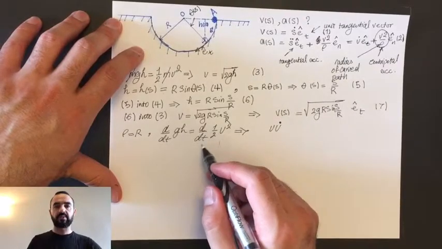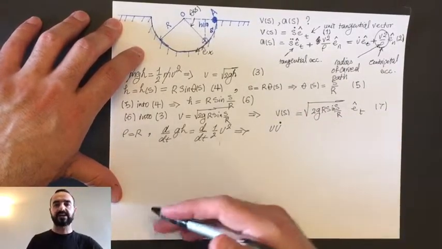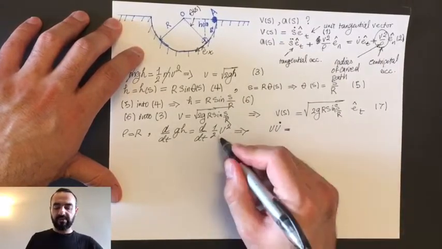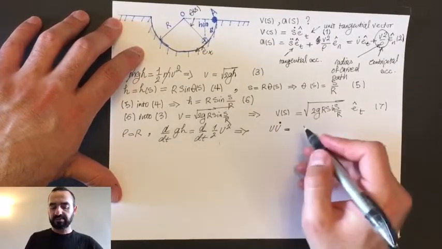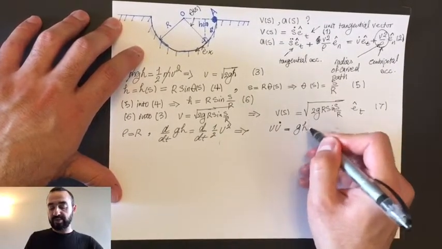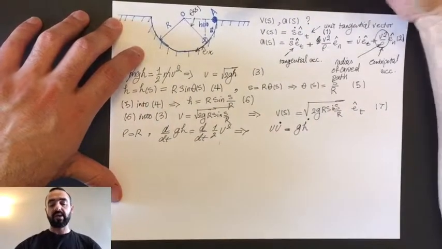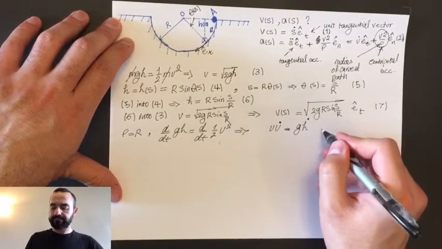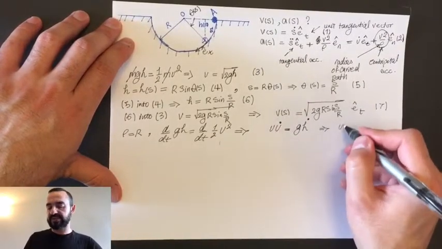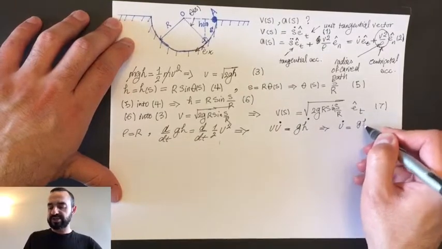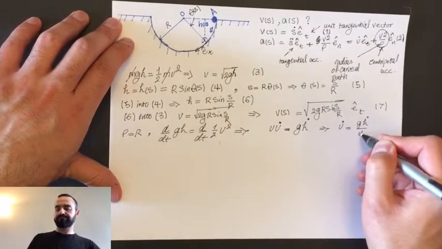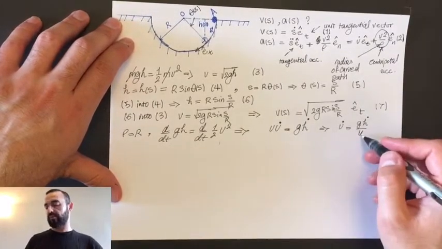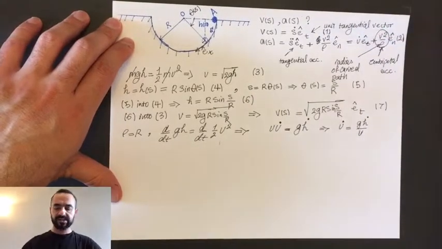So we have differentiated the right hand side and then we differentiated our left hand side. We have set them equal to each other. So v dot is equal to, 2 cancels with 2, and we've got g h dot, because h is the variable which varies with time, right? So from this you can say that v dot is equal to g h dot over v.